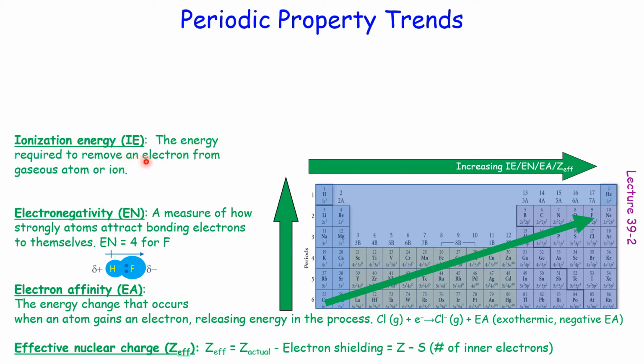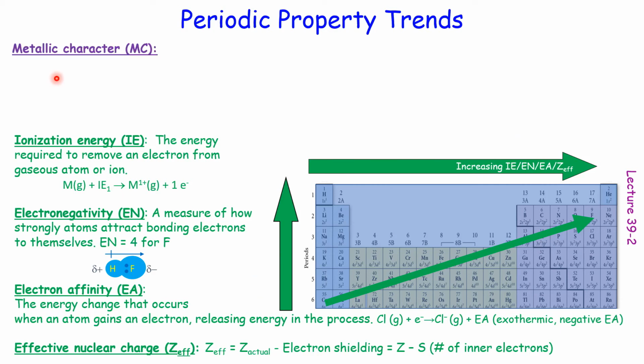Ionization energy is the energy required to remove an electron from a gaseous atom or ion. What is shown here is the first ionization energy. I will go over a little bit more about the other ionization energies in a short moment.